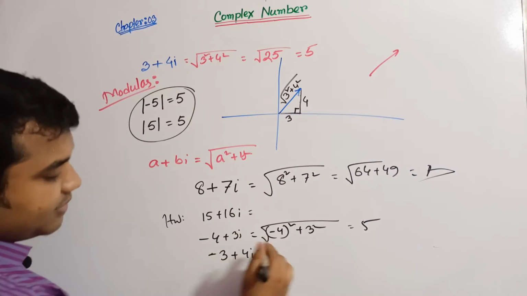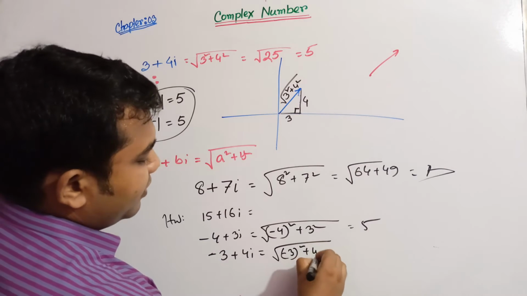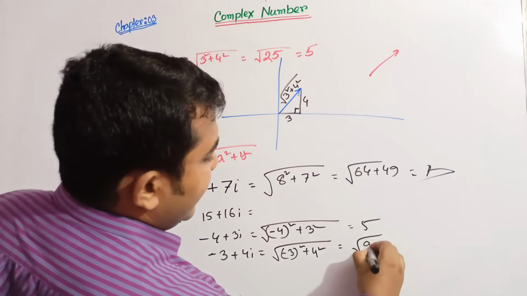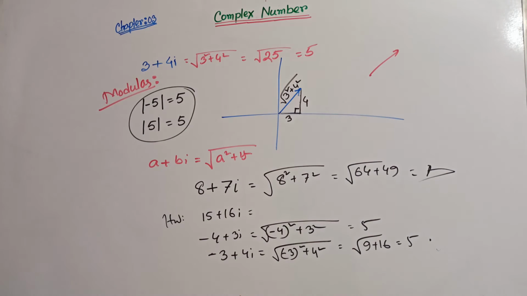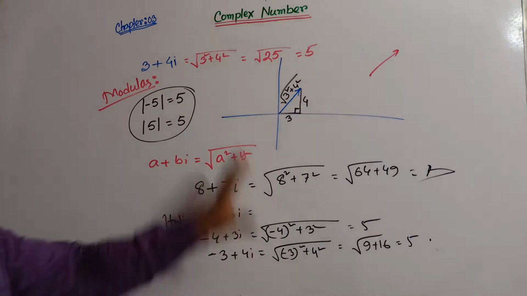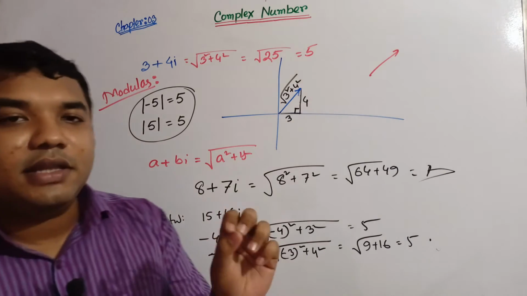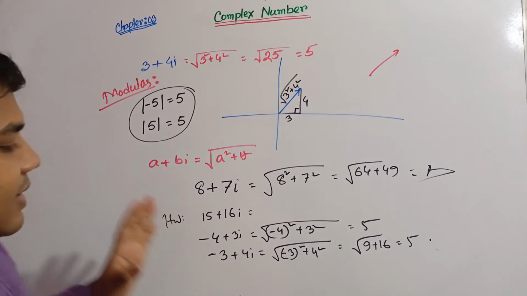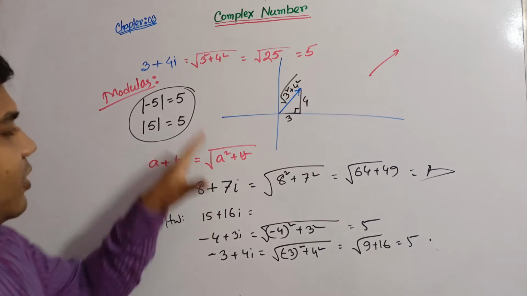If it is minus 3 plus 4i, it should again be minus 3 squared plus 4 squared, so it should be 9 plus 16, and you will get 5 again. So dear students, I think you can understand how to find out the modulus of any complex number. Here a very special thing we have been learning is the negative part. We have always talked about the positive part.